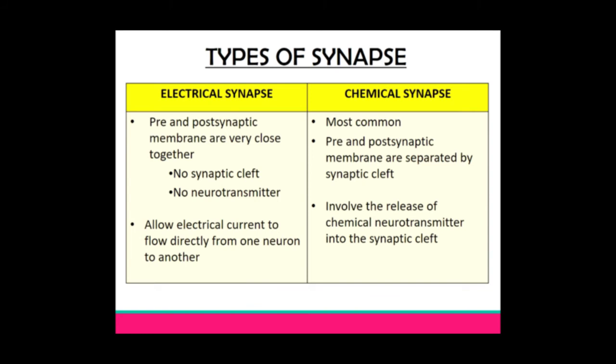In an electrical synapse, the pre- and postsynaptic membranes are very close together, with no synaptic cleft and no neurotransmitter. It allows electrical current to flow directly from one neuron to another. While in a chemical synapse, which is more common, the pre- and postsynaptic membranes are separated by a synaptic cleft, and it involves the release of chemical neurotransmitter into the synaptic cleft.